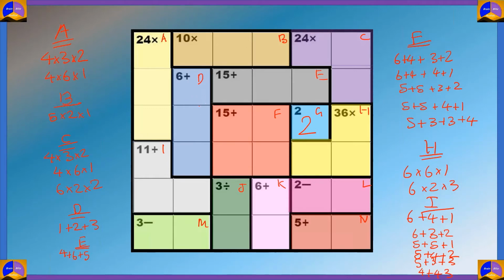Write down the cages with one option. So, in cage B, 5, 2, and 1. In cage D, 1, 2, and 3. In cage E, 4 plus 6 plus 5, and that's it. Now, let's start solving.